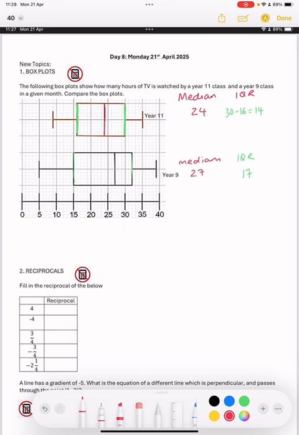Well, the median for the year 9s is higher, so we can say the year 9s watch on average more TV because they have a higher median. And you always want to make sure that you've compared it in context. So in this case, it's about TV.